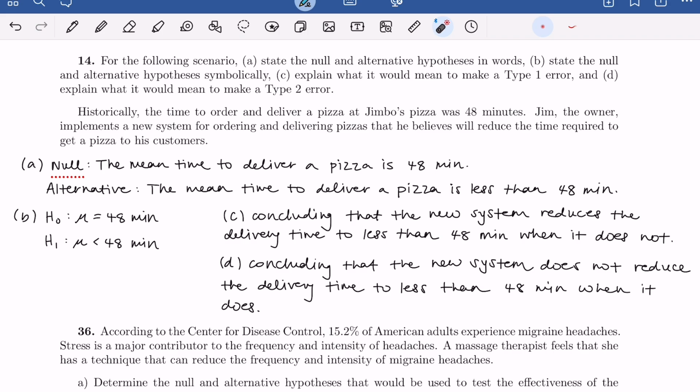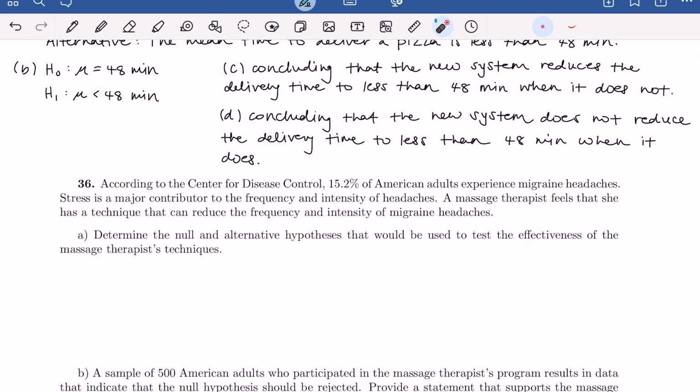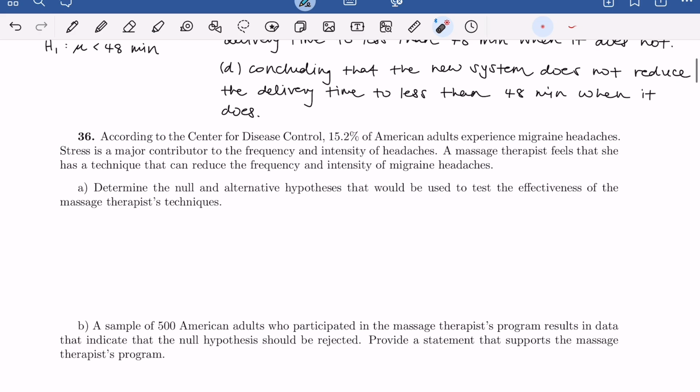All right, so let's look at this next question here. So for question 36, according to the CDC, 15.2% of American adults experience migraine headaches. And we know that stress is a major contributor to the frequency and intensity of these headaches. So a massage therapist feels that she has a technique that can reduce this frequency and intensity. So that's our scenario. And then for part A, we want to determine the null and alternative hypothesis that would be used to test the effectiveness of this therapist's techniques.